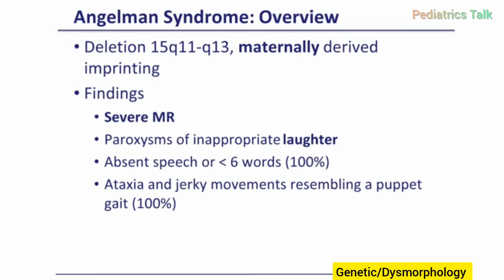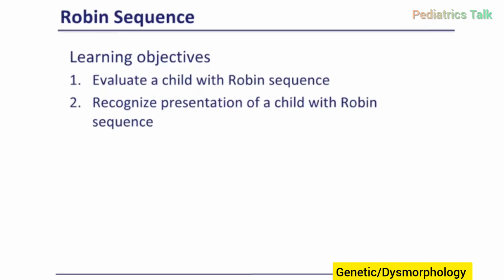Their upper extremities have jerky movements, almost hemiballistic, and they have a wide base ataxic gait so that when you look at them, they look like a puppet on a string. Supportive care in the long run is what is necessary with these children as they get older.